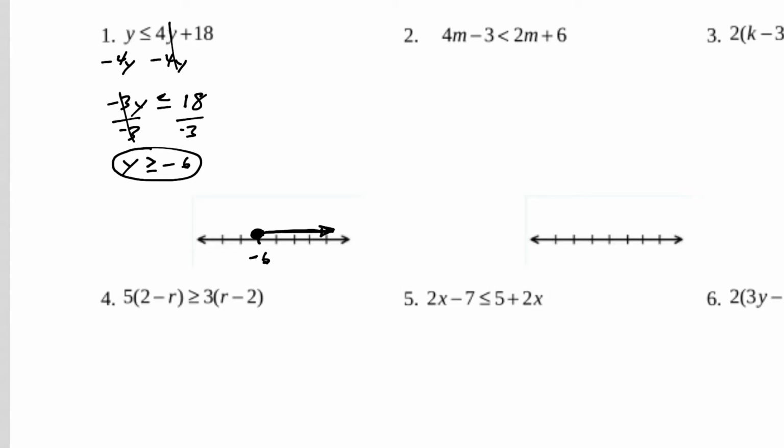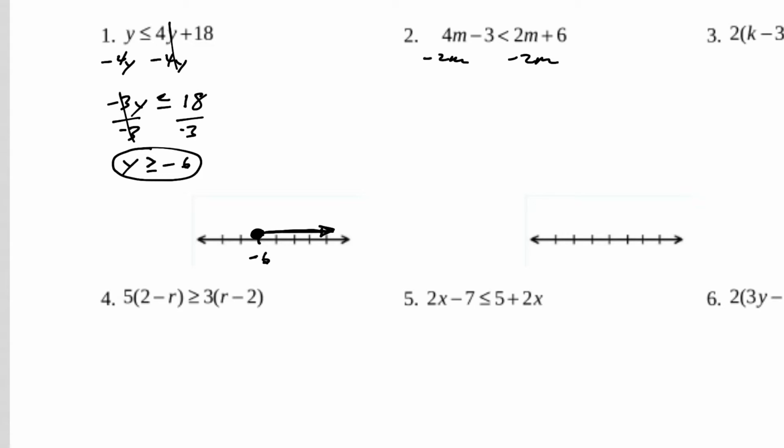Now let's take a look at example 2. Again, I can see that I have variables. I have a 4m on the left side of the inequality, and I have a 2m on the right-hand side of the inequality. And I want to use addition or subtraction to get the terms containing the variable m all on the same side. So for this one, I'm going to subtract 2m on both sides.